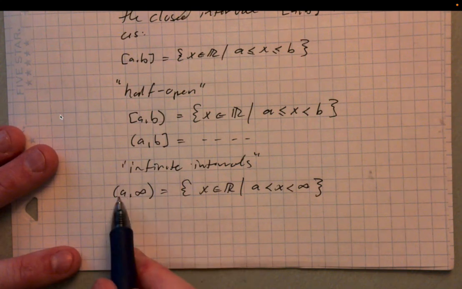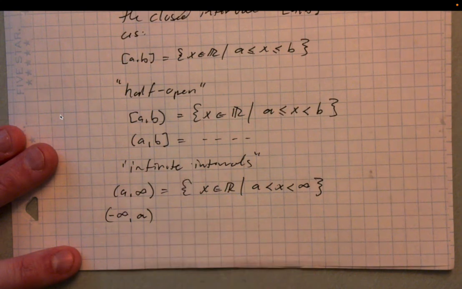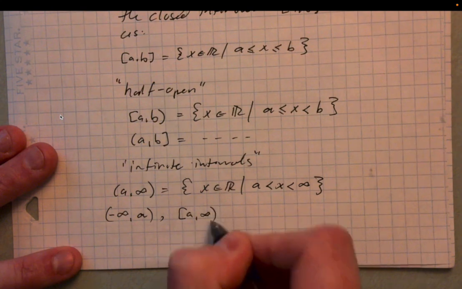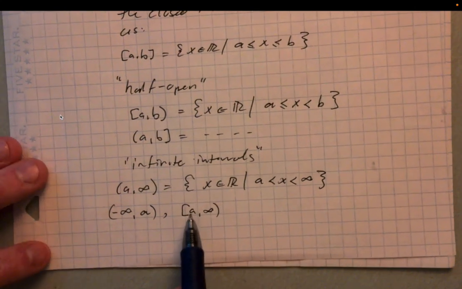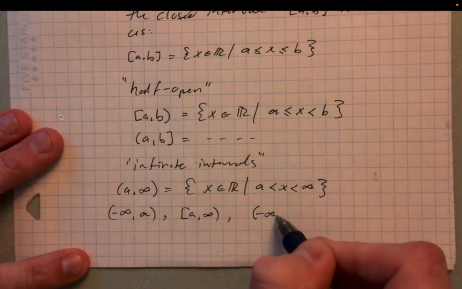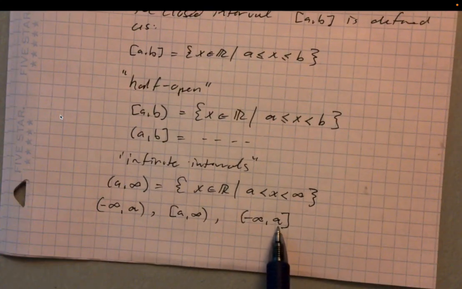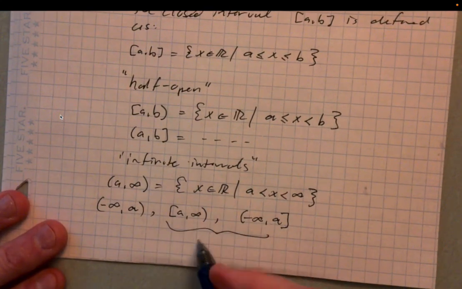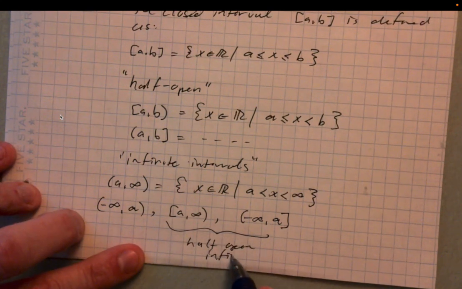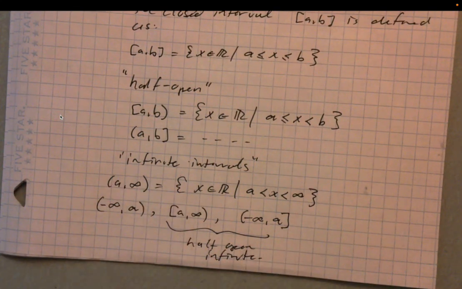You've got a comma infinity, and obviously you've got negative infinity comma a. And then you've also got a comma infinity where the lower endpoint can include a. And then you've got negative infinity comma a where the upper endpoint can include a. Right, so these are kind of half-open infinite. So these are open intervals with infinity, and these are half-open intervals with infinity.